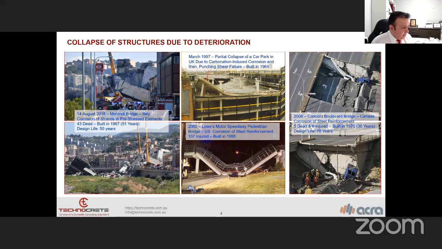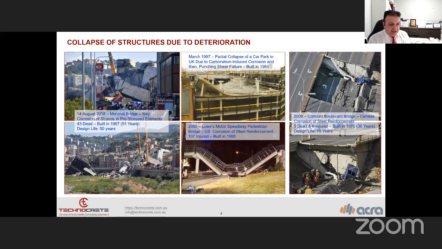On the left-hand side, we can see the Morandi Bridge in Italy, which collapsed in 2018 due to corrosion of strands in piers number 9 and 10, and 43 people died. It had 51 years of service life, and the design life had been 50 years. The second one is a car park in the UK, where we had carbonation-induced corrosion, and due to reduction of the steel reinforcement diameter, we had punching shear failure. As I mentioned, the durability problem has resulted in a structural problem.